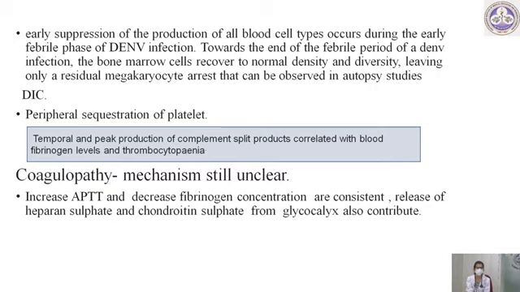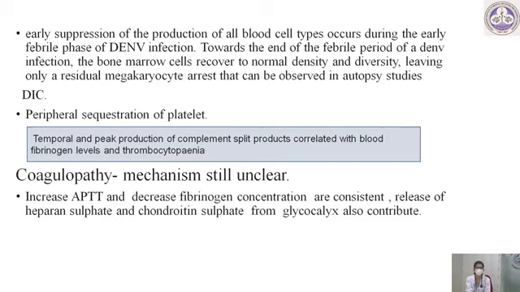Disseminated intravascular coagulation is also considered as a cause, along with peripheral sequestration of platelets. Temporal and peak production of complement split products correlates with the blood fibrinogen level and thrombocytopenia. This basically means complements are also activated by both the alternative and classical pathways in the pathogenesis of dengue.